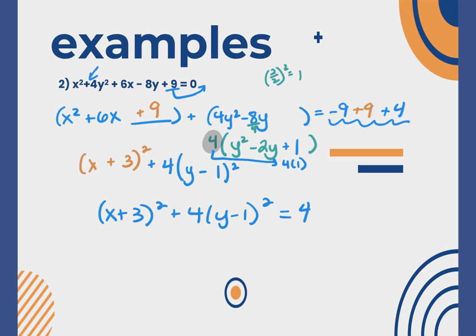So we did the complete the square part, but is this a conic in standard form? No. What do I have to get it to do in order for it to be standard form? It has to equal 1. So the last thing I'm going to do to get it into standard form is divide everything by 4.